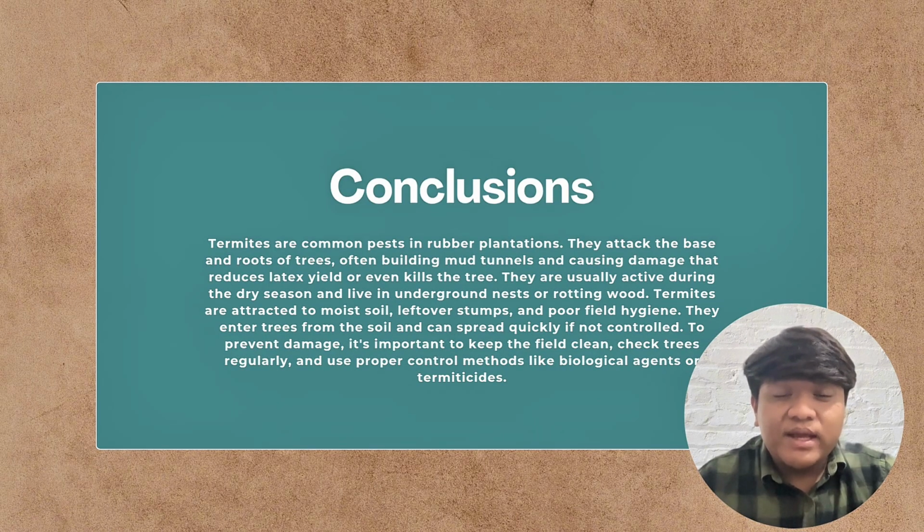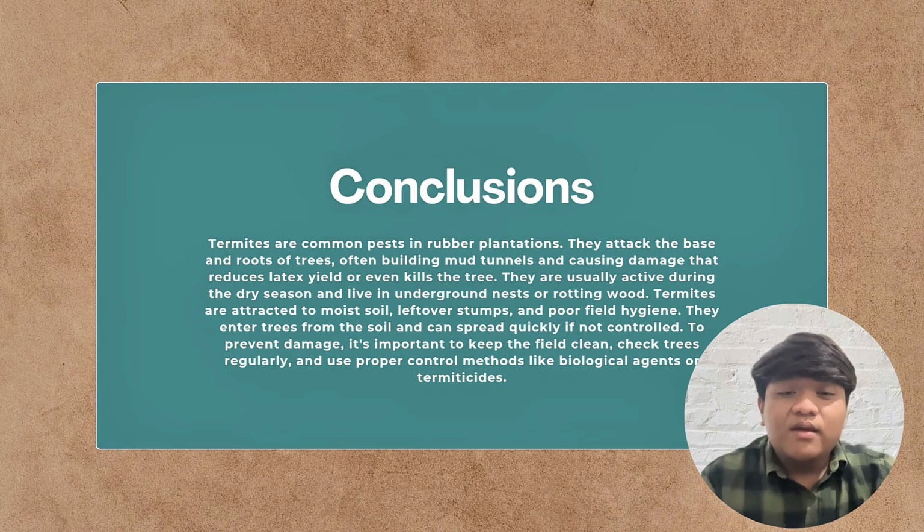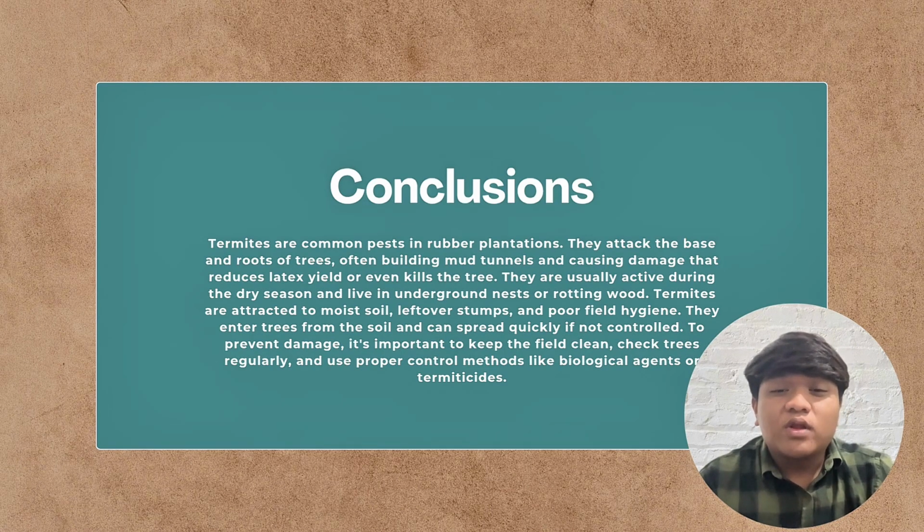Preventing termite damage requires good field hygiene, early monitoring, and integrated control methods, including biological agents and termiticides. By understanding their habits and managing the field properly, we can protect rubber trees and ensure better yield.